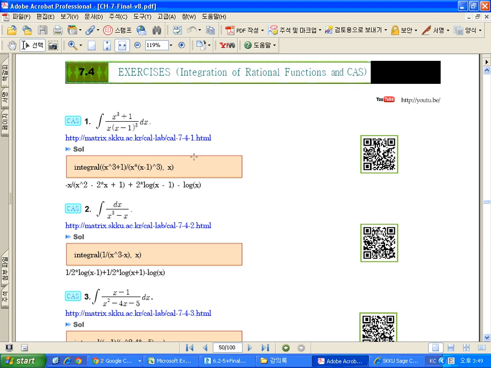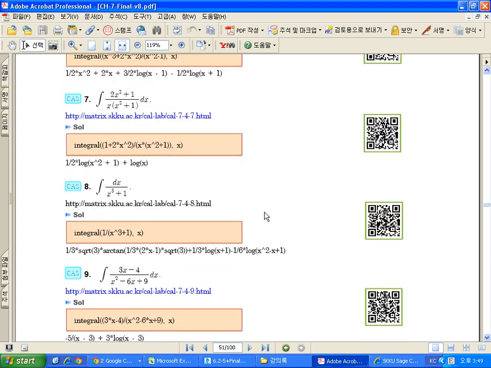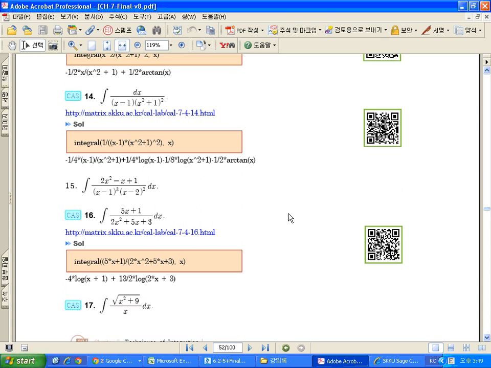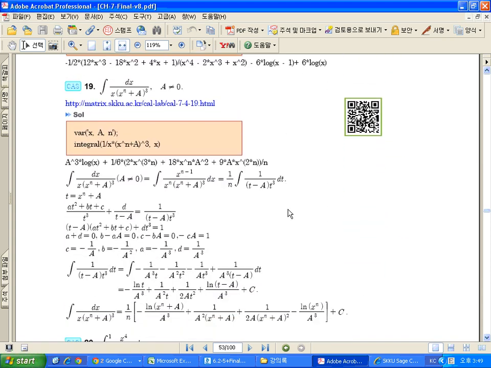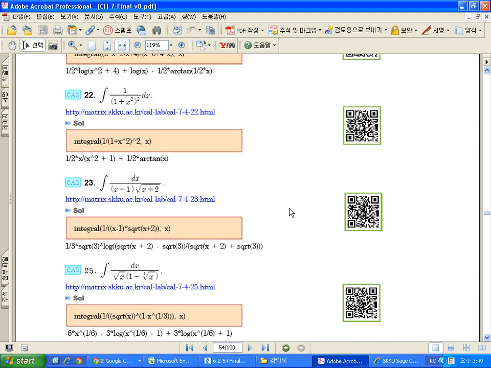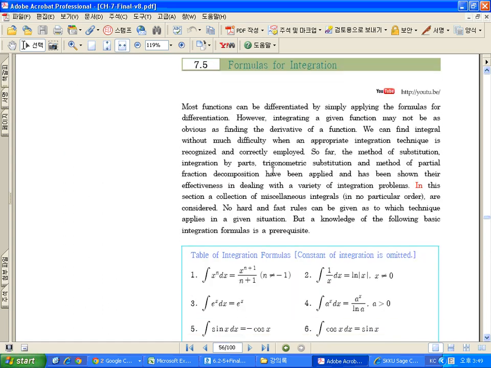Okay, there are plenty of examples and exercise problems to deal with. So you may try some of those by hand or with the CAS tools that I have supplied to you. Okay, any questions for section 6.4?